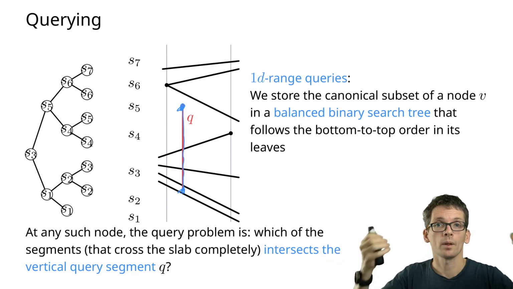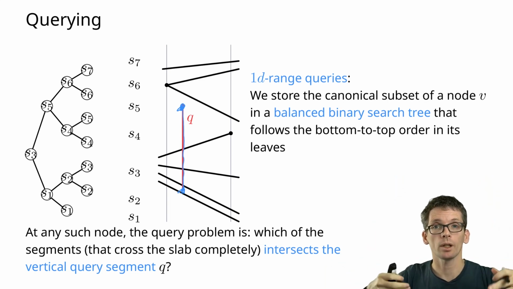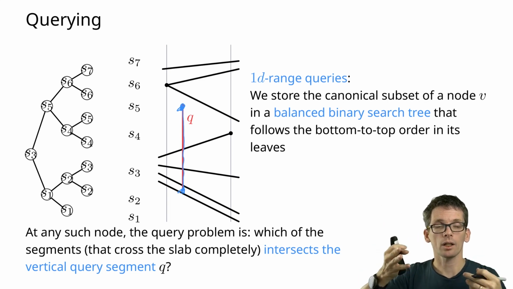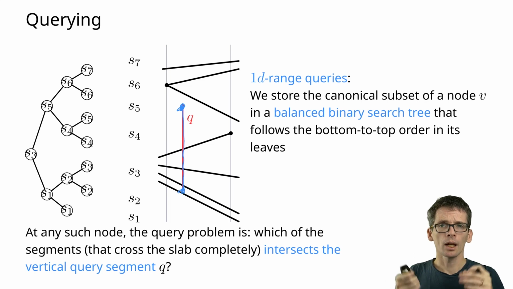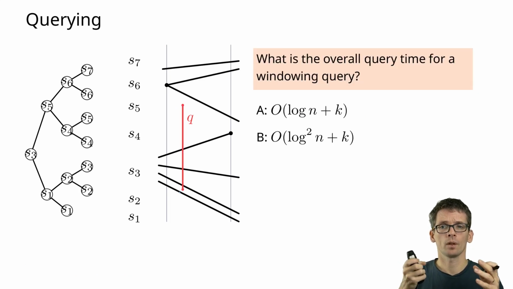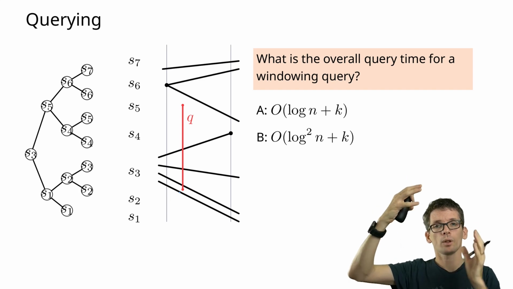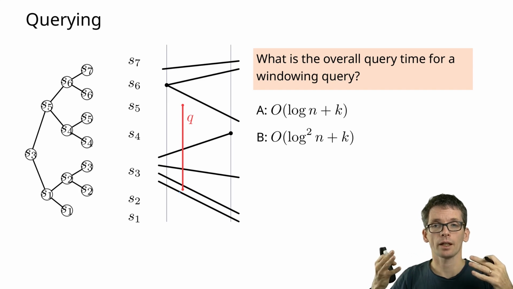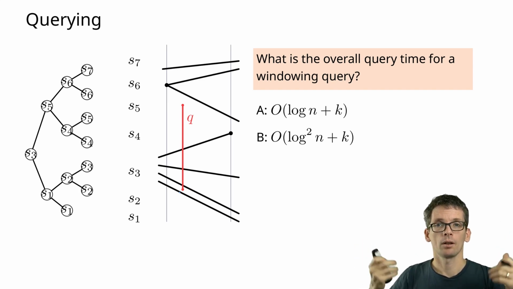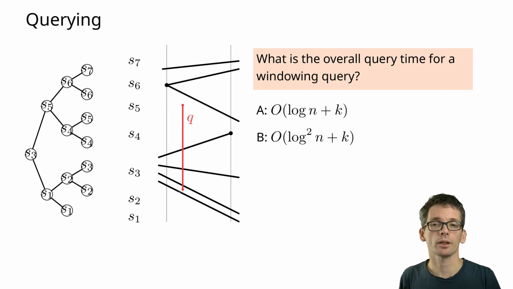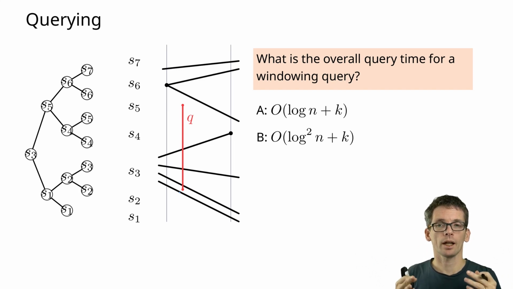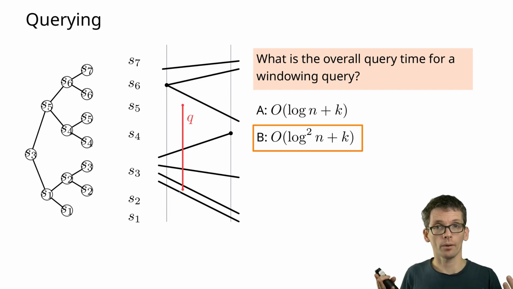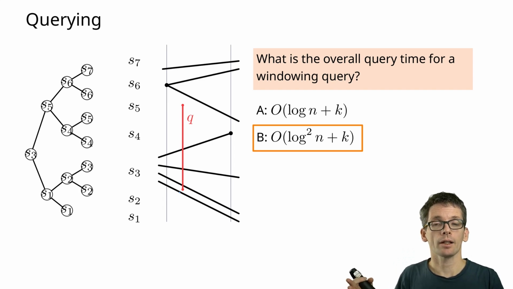That solves our problem. Main data structure, segment tree, associated data structures, binary search trees, or stated differently, 1D range trees. Now, if you look at this combination of segment tree and binary search trees, what is the query time that I overall get? Is it order log n plus k, or is it order log squared n plus k? Keep in mind I was asking about the overall query time, and that is log squared n plus k.